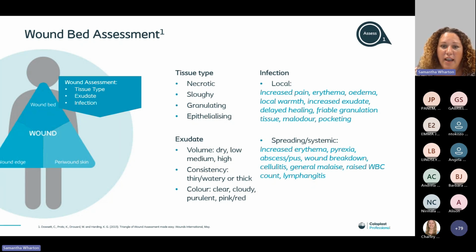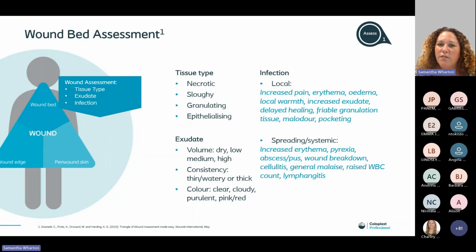We need to look at the exudate. Is it dry, or is the volume very high? Is that exudate causing any maceration? What's the consistency of that exudate? Is it thin and watery, or is it thick, indicating maybe more purulent, thick, pussy cells in that exudate? And then we look at the colour. Is it clear, cloudy? Again, all of these things give you indications of what's going on in that wound bed.